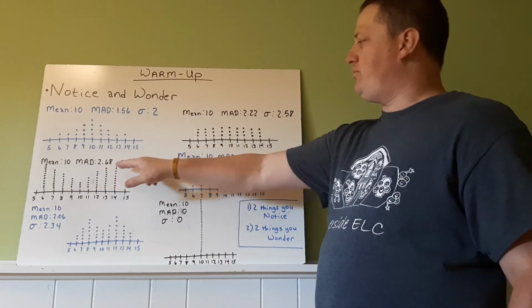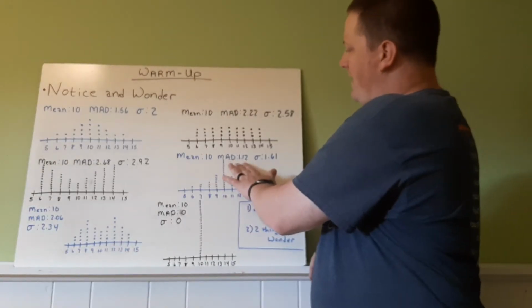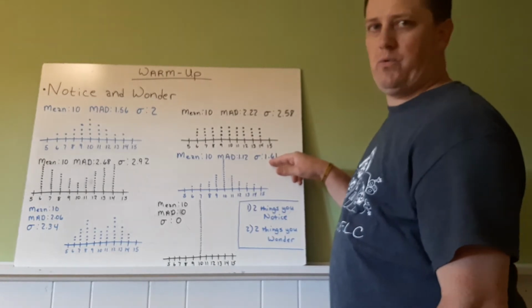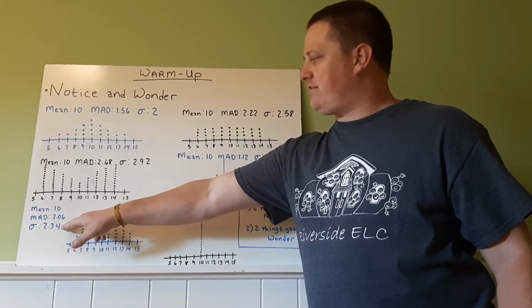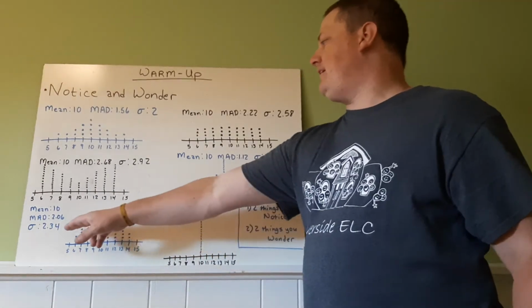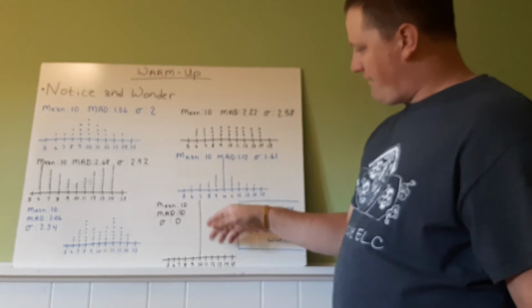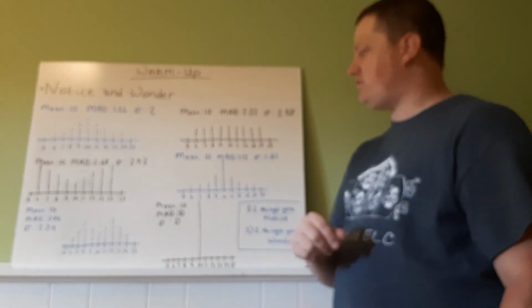The MAD is 2.68, standard deviation 2.92. The MAD is 1.12 and the standard deviation is 1.61. Here you've got a MAD of 2.06, standard deviation of 2.34. And in this graph where everything's in one spot, we have a MAD of 0 and a standard deviation of 0.